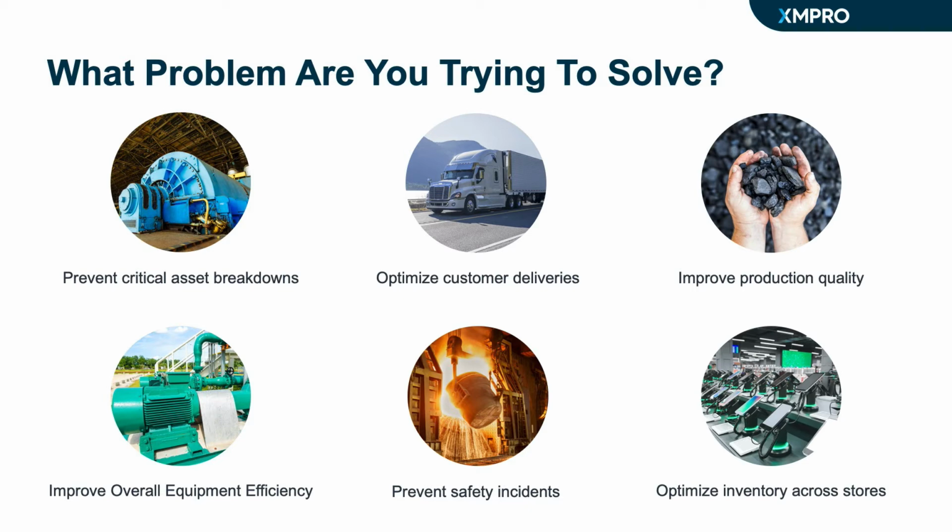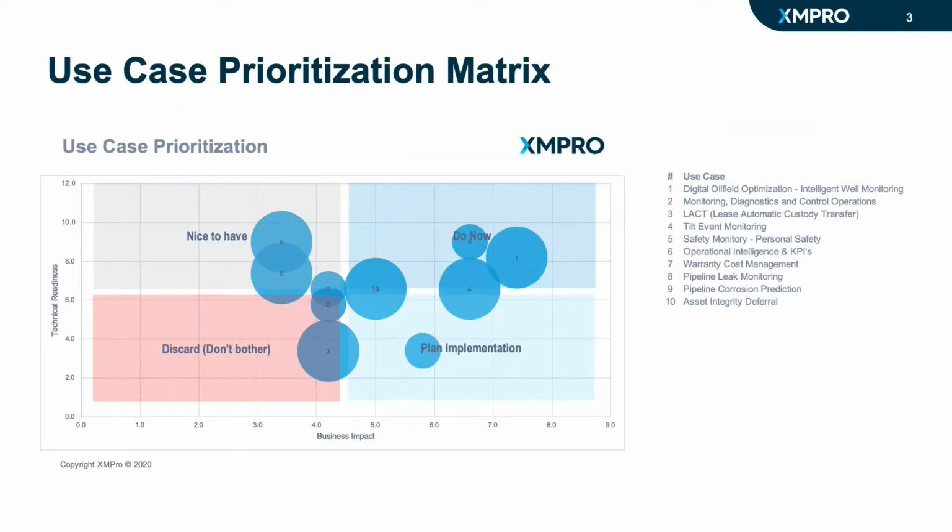If you're still deciding which problem to work on, we recommend using the XMPRO use case prioritization matrix to help you rank your problems based on their business impact and their technical feasibility. If you aren't familiar with this matrix, please reach out to our team at support@xmpro.com for more details.